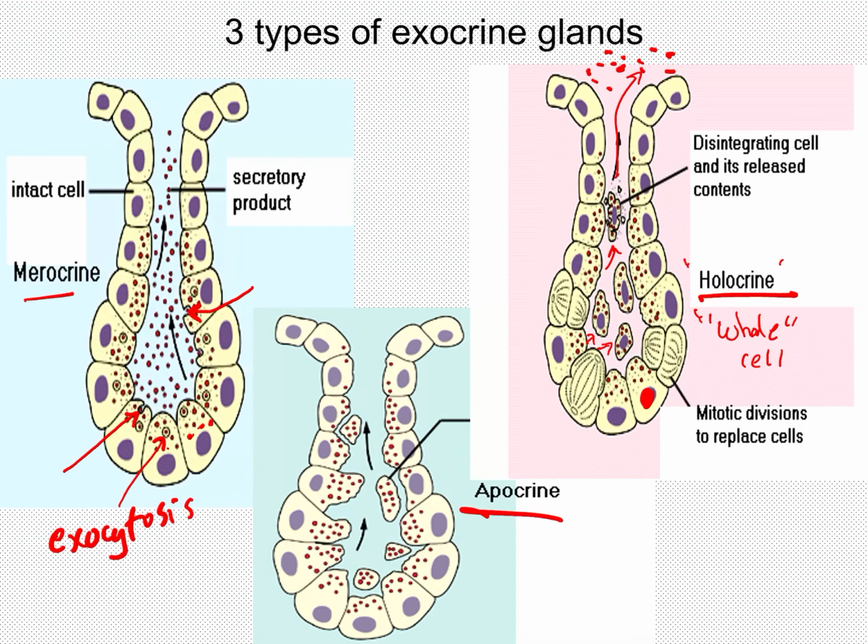Apocrine glands is the top surface of the cell, the apical surface of the cell, breaks off and is lost. So you don't lose the whole cell, but you do lose the top portion of the cell. So the substance is inside and you lose that. So those are the 3 ways that your glands secrete their substances.